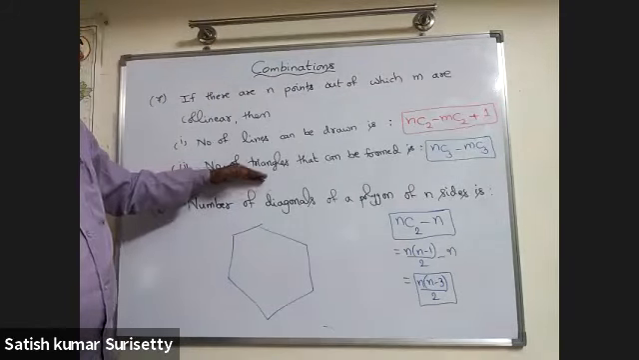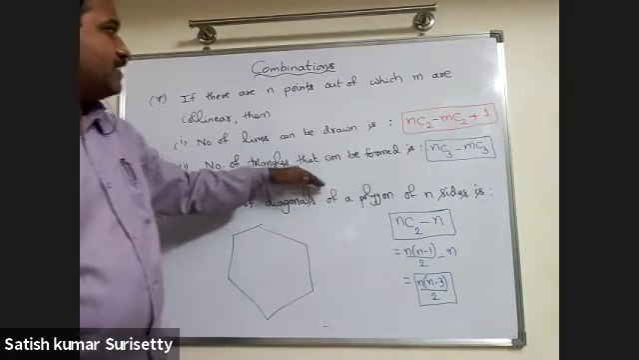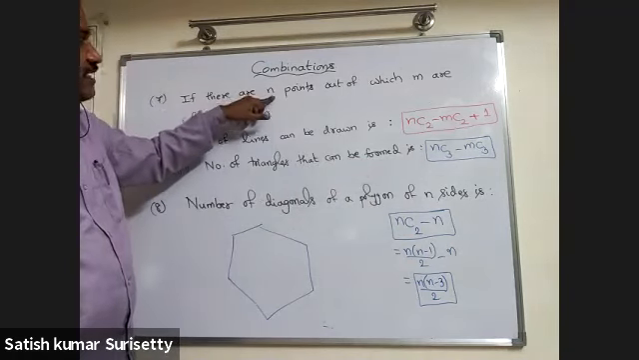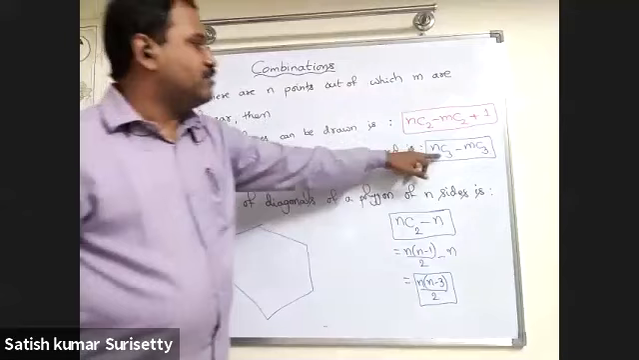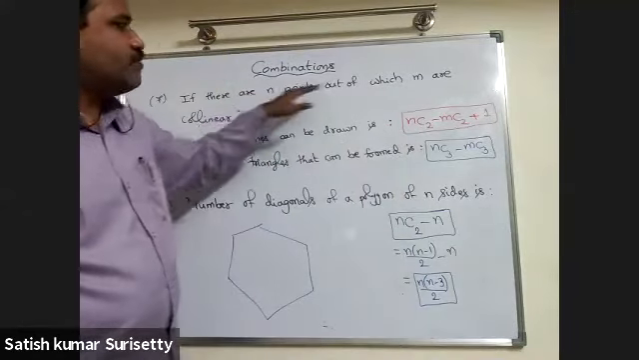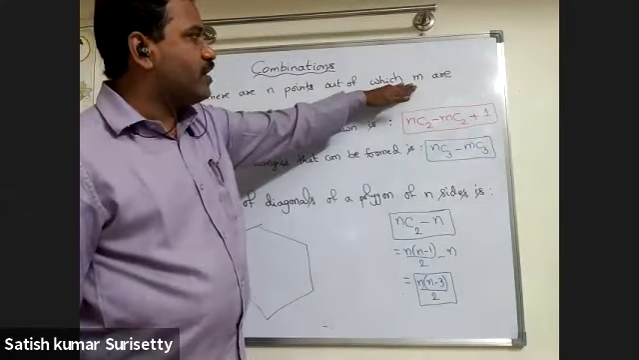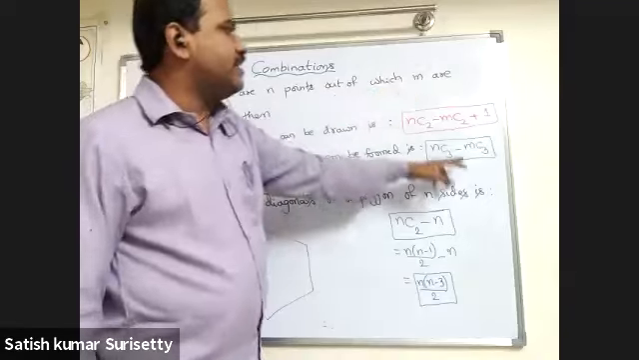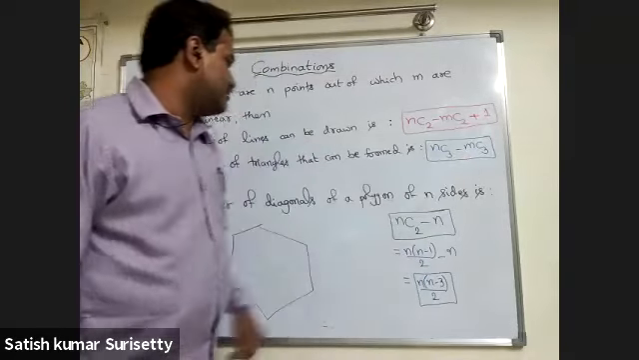Next, the number of triangles that can be formed. To form a triangle, I require 3 points. So I should select 3. That is nC3. But in this, again, there are some points which are collinear, which cannot form any triangles. So that's why we need to subtract mC3.